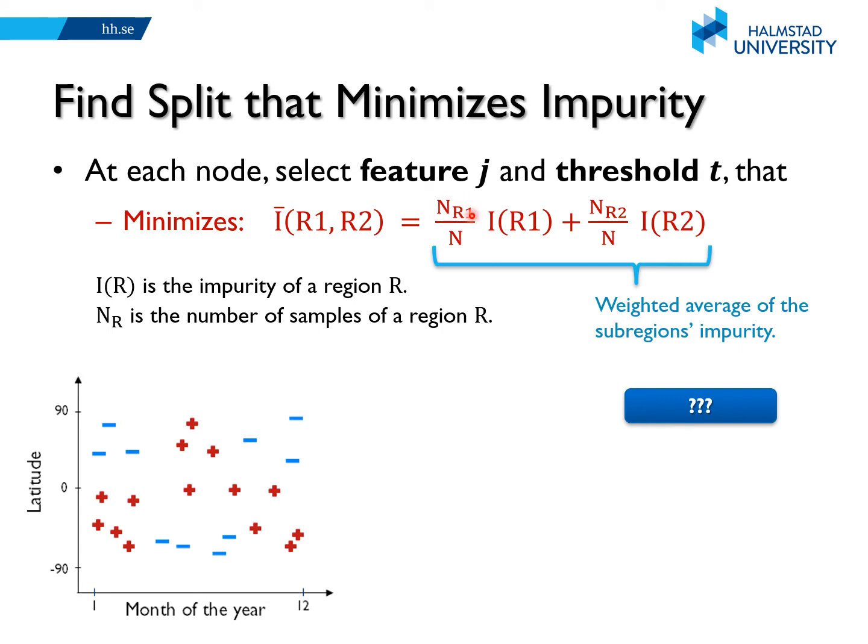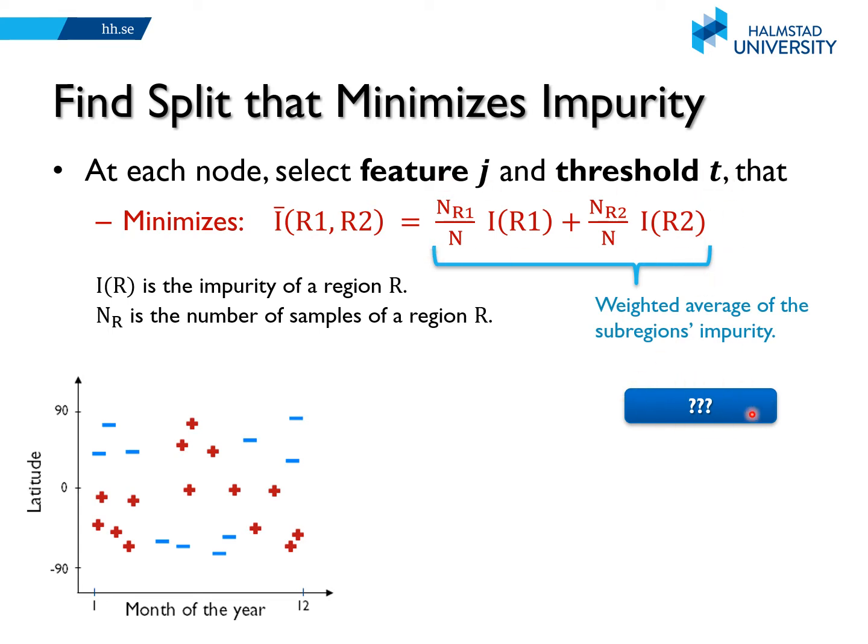NR1 is the number of examples in region R1, NR2 is the number of examples in region R2, and NR is the number of examples in region R. The region R is the union between R1 and R2. So NR is NR1 plus NR2. Okay, so this is a weighted average of the impurity of the two subregions. Why don't we just compute the average? Why don't we just do IR1 plus IR2 divided by 2? Well, this is because the two regions can have a very different number of examples. So that's why we use a weighted average.